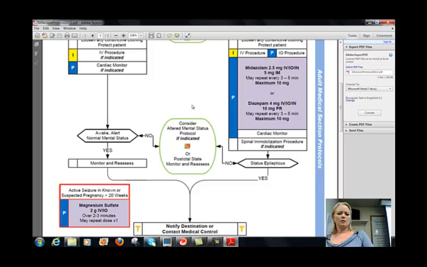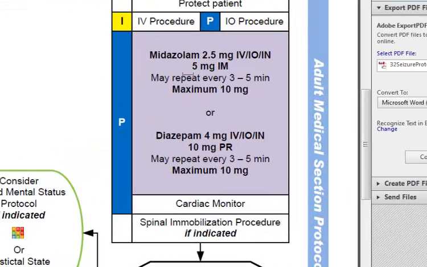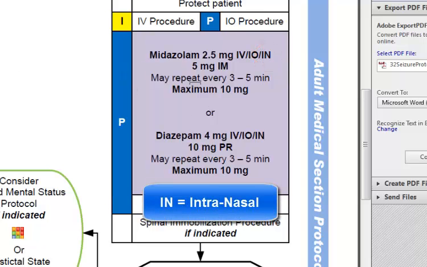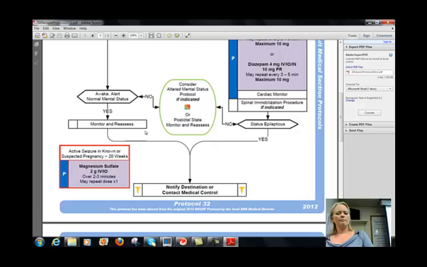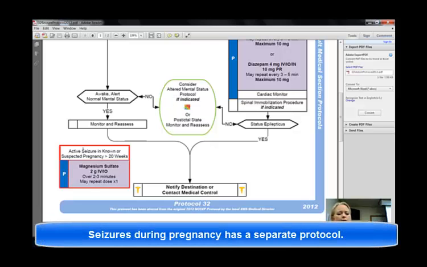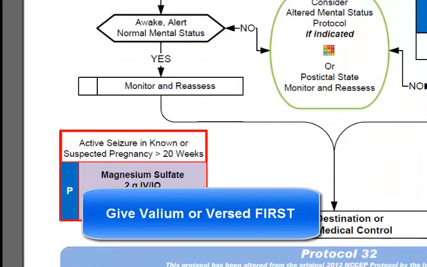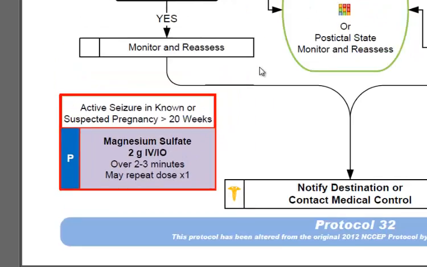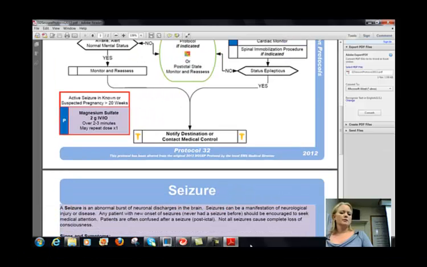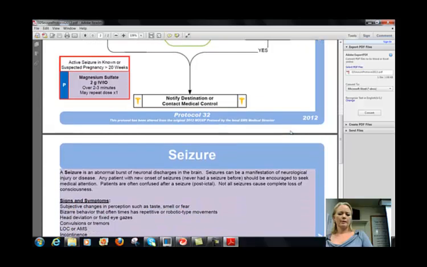All right, the seizure protocol. You can give Versed or Valium for a seizure. You can give Versed IO, IV, IN, or IM, and you can also give Valium PR. There is a separate protocol for pregnant patients, and on that protocol it specifically says to give the benzo first, and then go to magnesium. It's just in a little box down here on this protocol, but there is a pregnant protocol, so just remember you give benzos first.